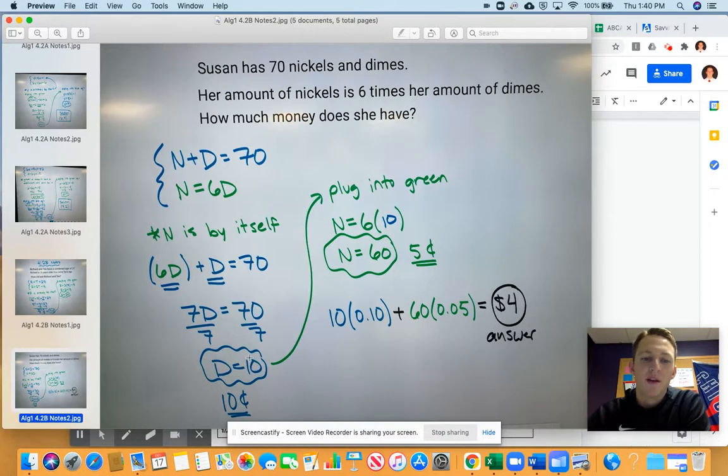So once we figure out there's 10 dimes, we're just going to plug it into the green equation, plug it into the other one. Now we have number of nickels equals 6 times, there was 10 dimes, so there's 60 nickels. Because she had 6 times the amount of dimes for her nickels.